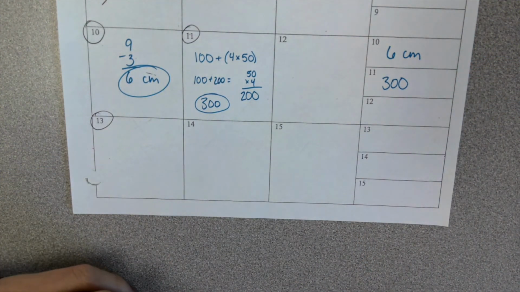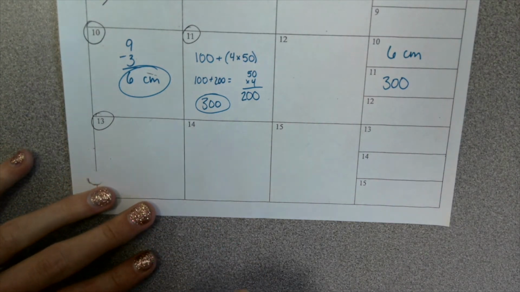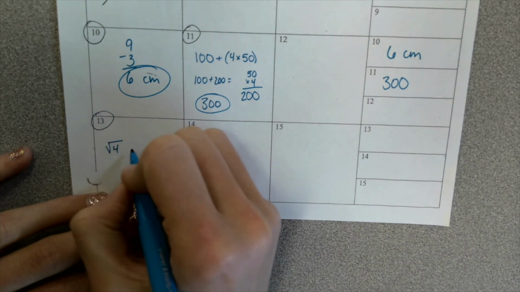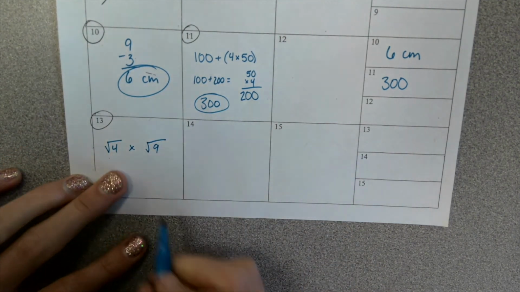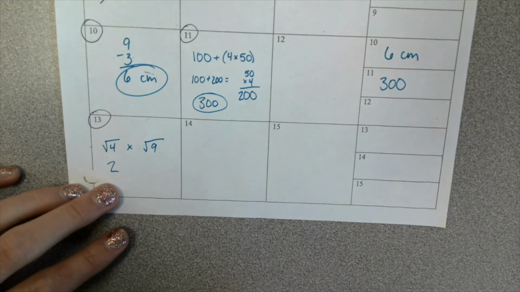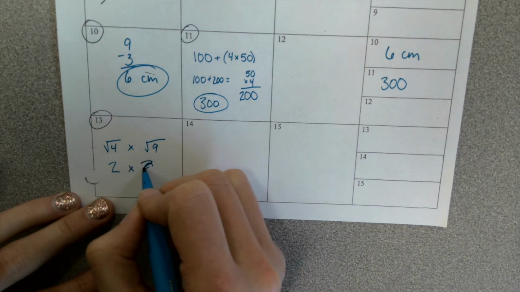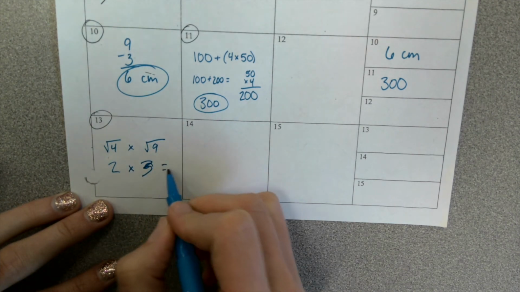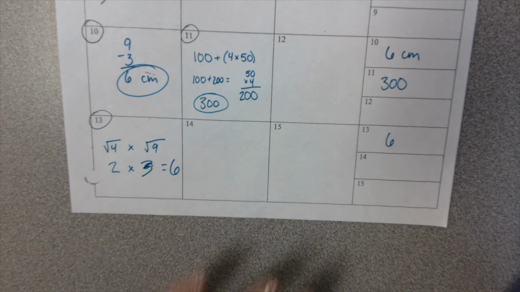Go ahead with number 13. 13 says the square root of 4 times the square root of 9. Well, 2 times 2 equals 4, so the square root of 4 is 2. 3 times 3 equals 9, so the square root of 9 is 3. 2 times 3 equals 6. Flip it over.